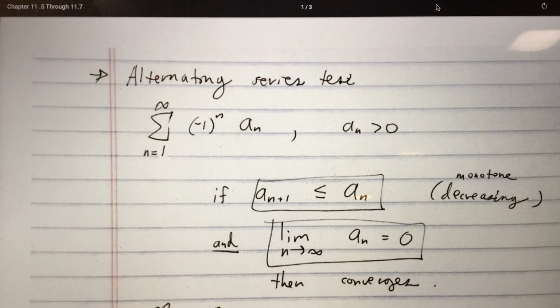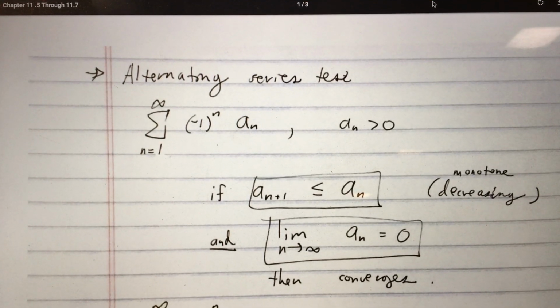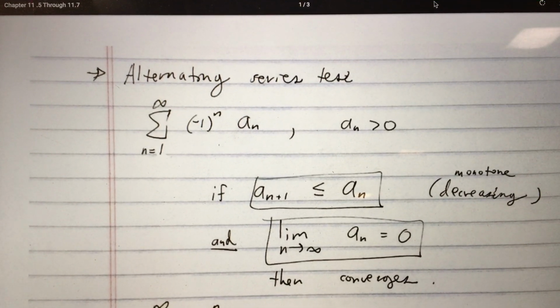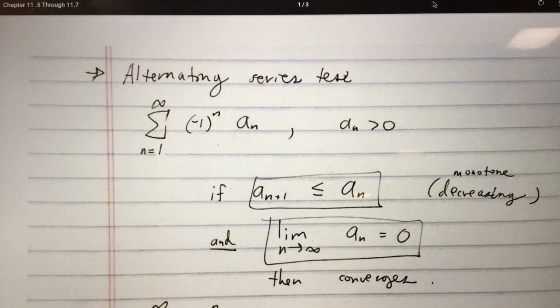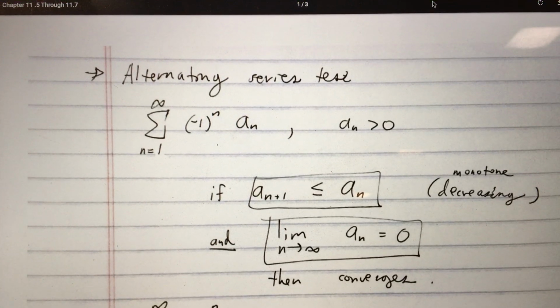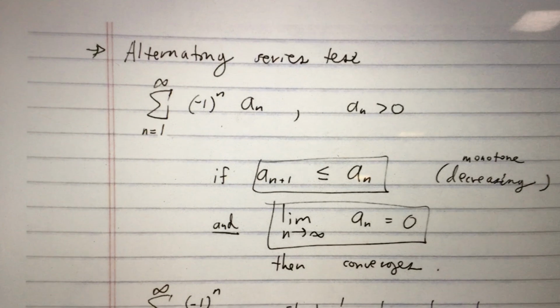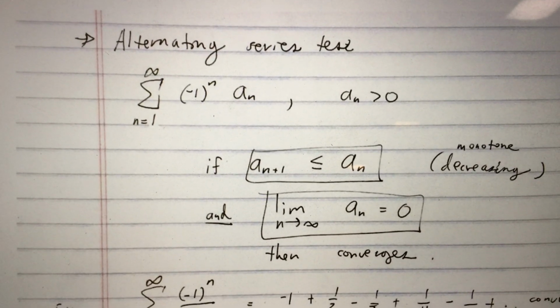Alright, these notes cover chapter 11.5 through 11.7. Now that sounds like a lot, but 11.7 is a review section, so we'll just use that for lots of practice problems. And the first thing we'll do now is the alternating series test.